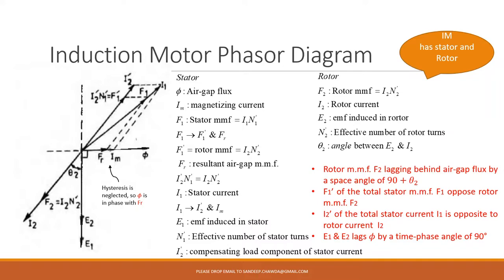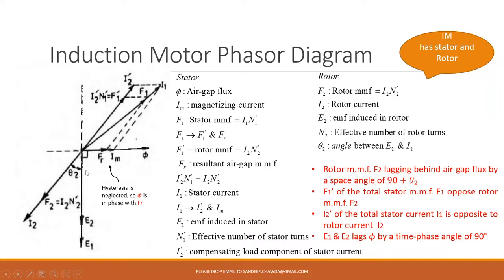The subscript 2 denotes that we are talking about the rotor. So the rotor will have an MMF, and this MMF will lag behind the air gap flux by a space angle of 90 plus theta 2. If you consider phi as a reference, you can draw F2 at 90 plus theta 2.